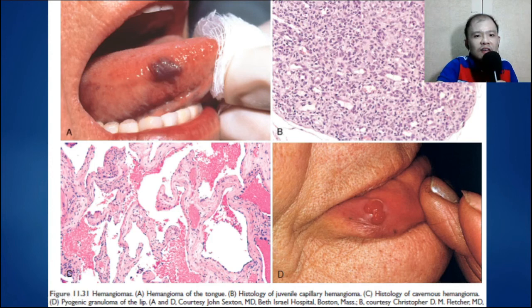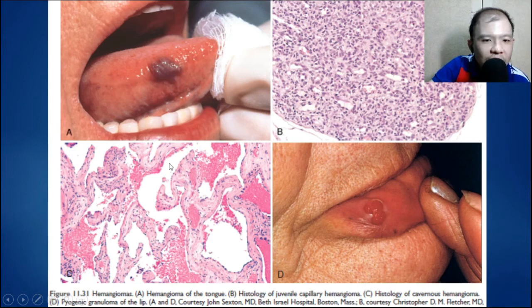Those are the first one, capillary hemangioma of the tongue. The second one is the juvenile capillary hemangioma. Cavernous, if I'm not mistaken, deals with the veins. Please check in the book. Pyogenic granuloma, this very much looks like a capillary hemangioma, of course, because it is a type of capillary hemangioma.